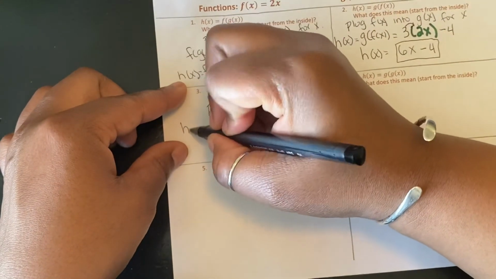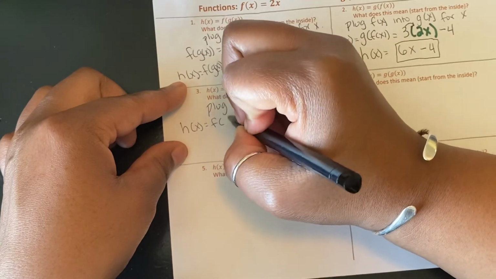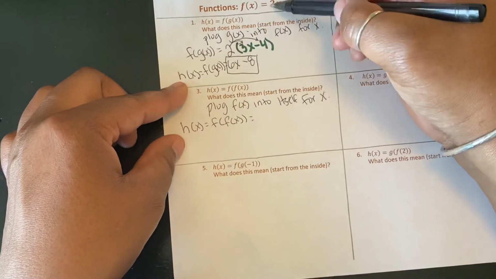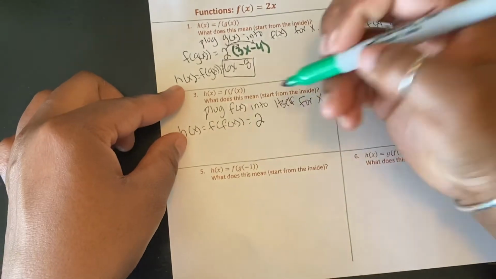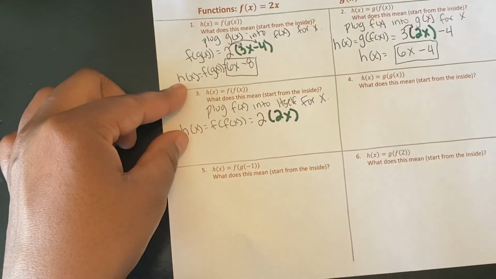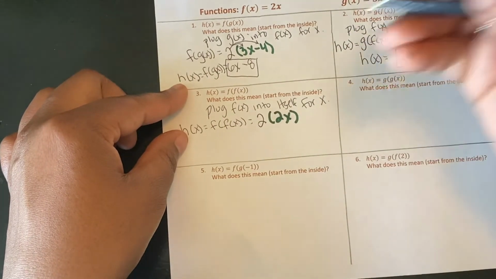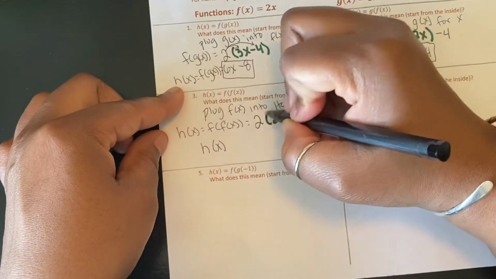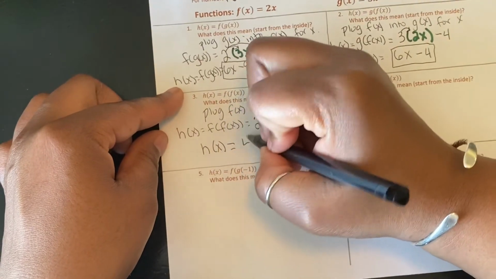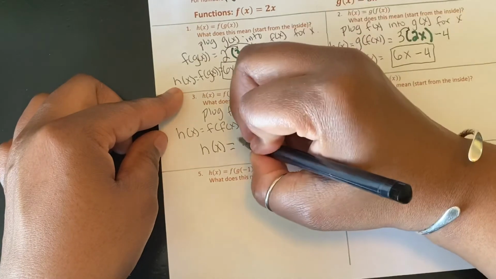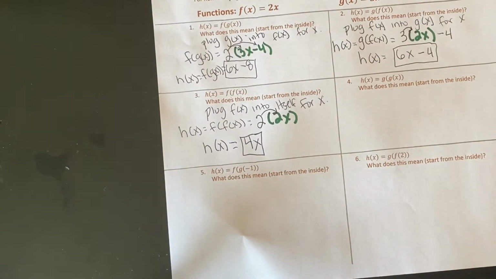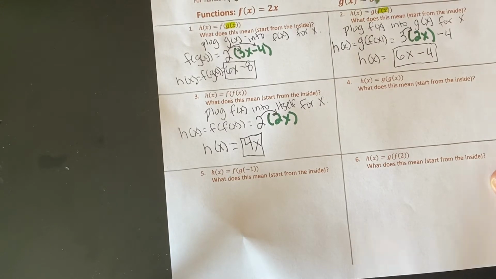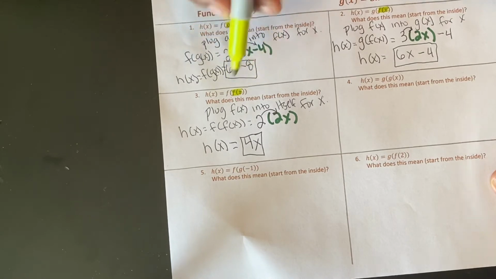So then that means that h of x equals f of f of x is going to equal 2x, so it's going to be 2 times, instead of being 2 times x, it's going to be 2 times 2x. Okay, I plugged f of x into itself. Now, to solve that, h of x equals, now I'm going to distribute, 2 times 2x equals 4x. And that's my answer. Okay. Remember, you always start from the inside. Okay? So we start here. We said we're going to plug in the function in the inside into the function in the outside.